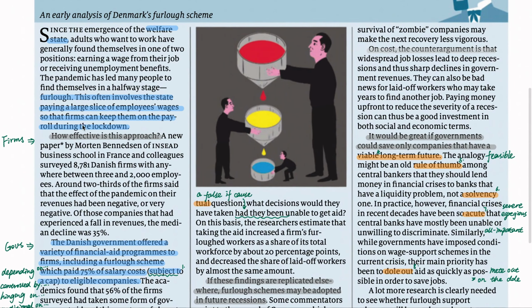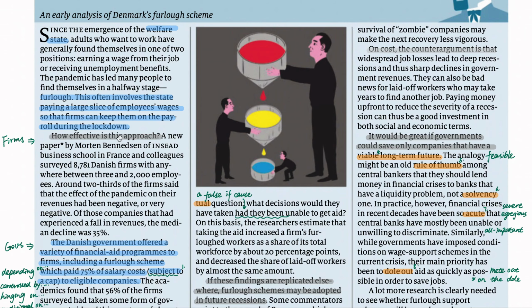Next one, the pandemic has led many people to find themselves in a halfway stage: furlough. This often involves the state paying a large slice of employees' wages so that firms can keep them on the payroll during the lockdown. Keep someone on the payroll means this person is still hired by your company. Also, pay attention to this one, a large slice of employees' wages. Usually we say a slice of cake, but here you could use the phrase to replace a huge proportion or a huge percentage of.